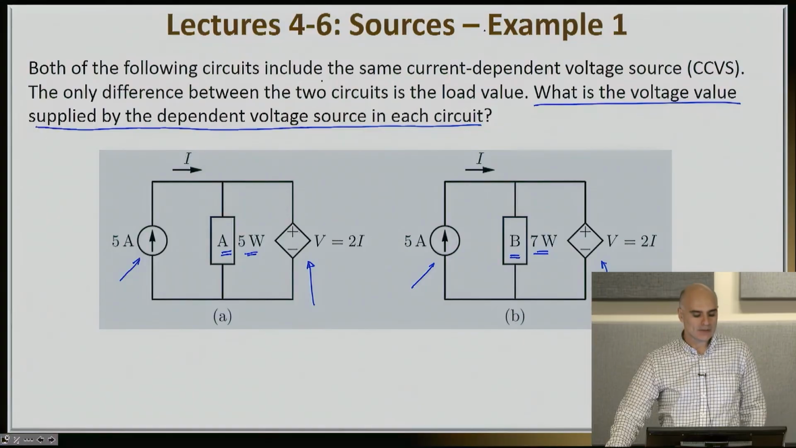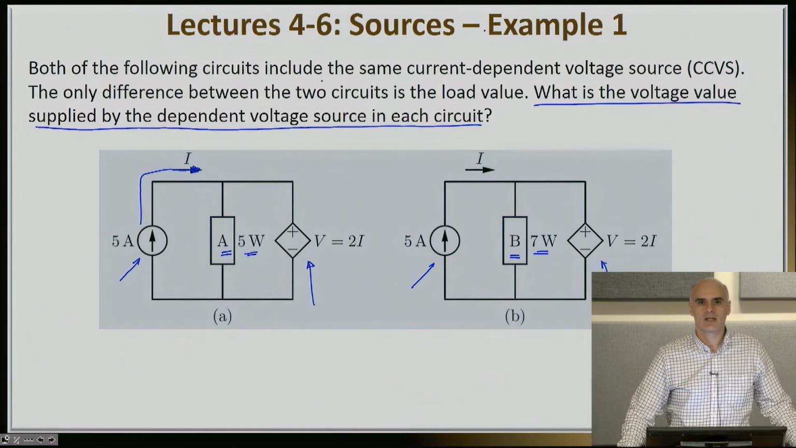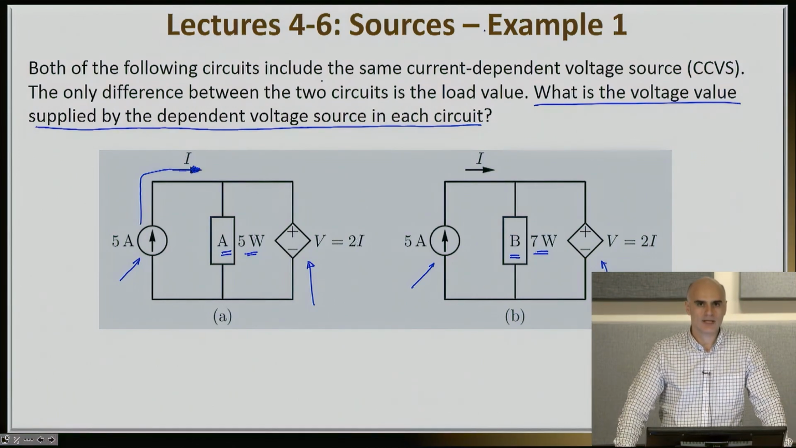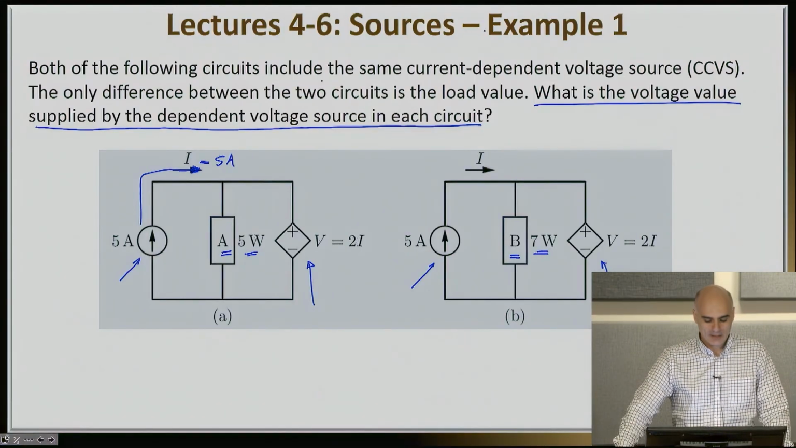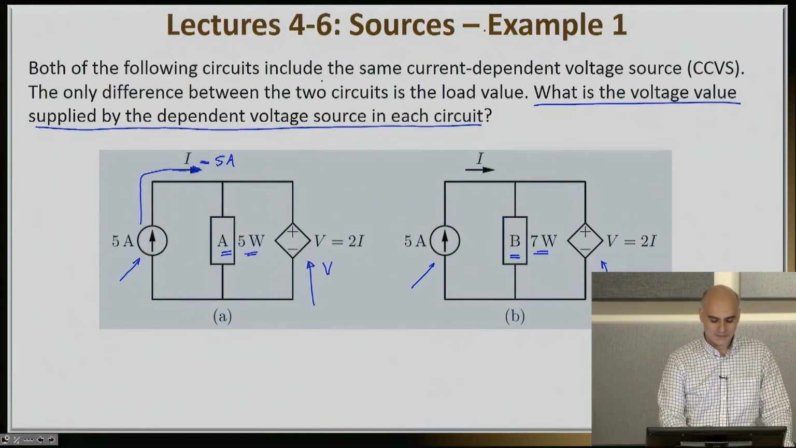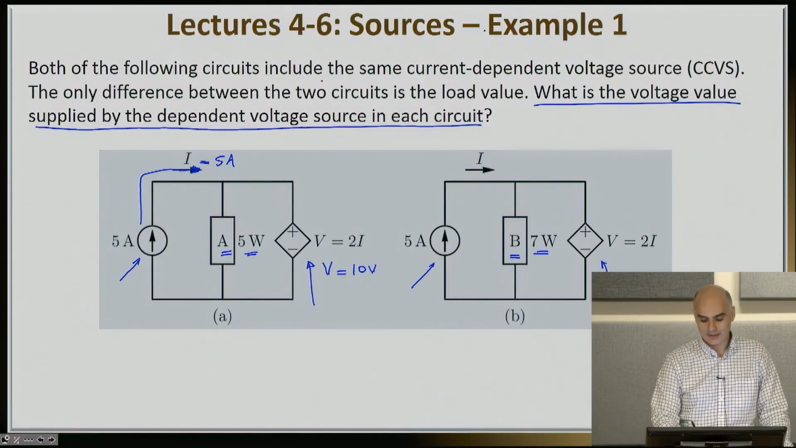If I look at the circuit on my left, this current I is clearly the current that comes out of my independent current source. And since the independent current source has a value of 5 amps, it means that this current I is equal to 5 amps. That means that this voltage V is equal to 2I, therefore this is equal to 10 volts. Now let me look at the circuit on my right.